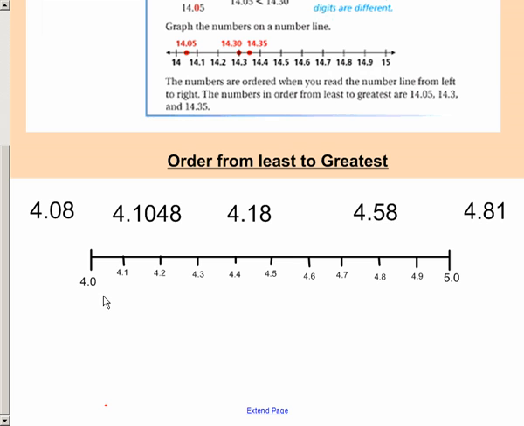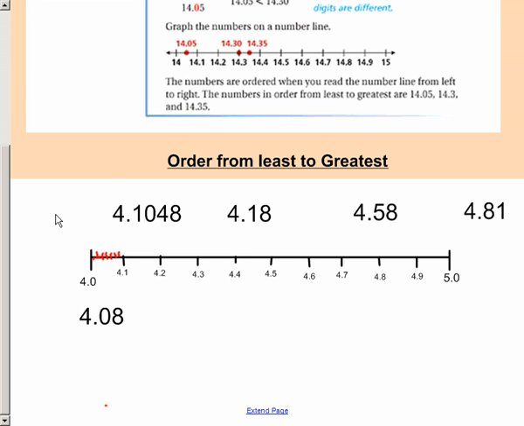So let's take a look at this example right here. Again, over here we have 4 and 5. I split it into 10 equal parts. So this is 4 and 1 tenth, 4 and 2 tenths, 4 and 3, etc. Now again, I can look at splitting that into 10 more equal parts. And then these will be our hundredths. So let's try to plot each point.